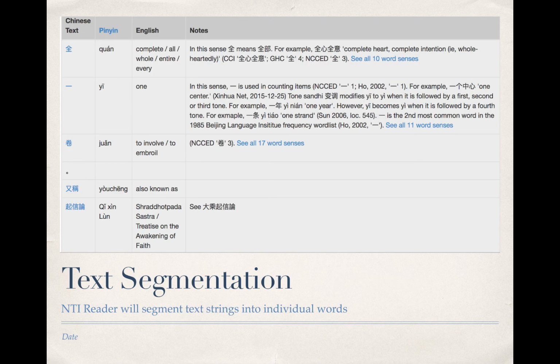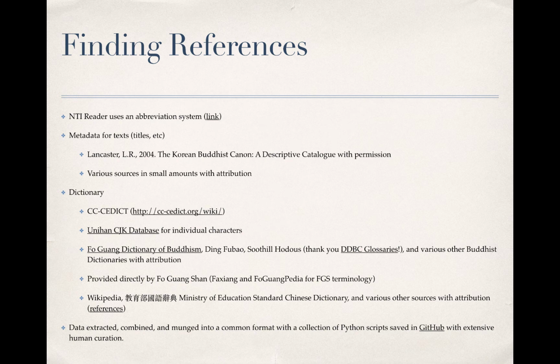Text segmentation, so what I mean is, here is an example giving the definition of the Awakening of Faith in the Foguangshan Dictionary of Buddhism, and cutting a sentence out of there and just pasting it into the NTI reader, and it shows you it can break it down and find out, grouping the characters together that belong in a word.